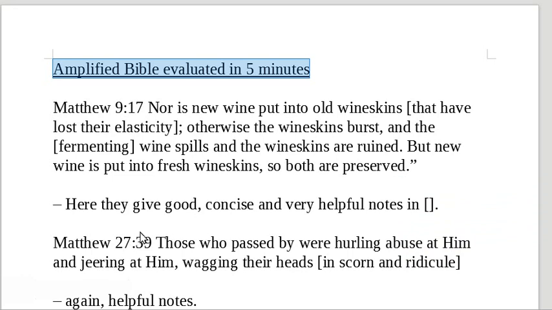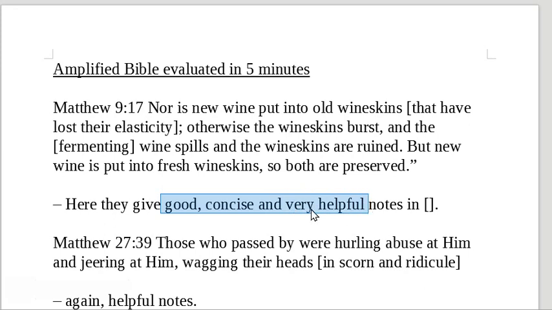Matthew 9:17 is the first example we'll look at, because here I think they've done very well. "Nor is new wine put into old wineskins that have lost their elasticity. Otherwise the wineskins burst and the fermenting wine spills and the wineskins are ruined." So the square brackets contain their notes that are very good, concise, and helpful.